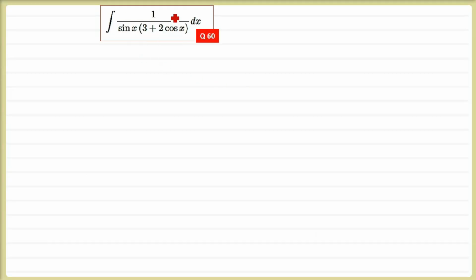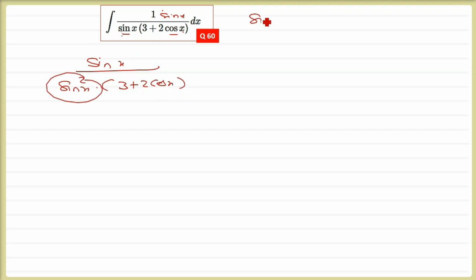And the same theory, same discussion will be here. Only the sin x and cos x have changed. Previously it was cos x in front, now here it's sin x in front. The technique will remain the same, because when you take cos x equals t, the differentiation will be minus sin x, so sin x will come upstairs. So you need to have this sin x upstairs. For that you need to multiply sin x in the numerator and denominator. So sin x in the numerator, sin x in the denominator, sin into sin x will be sin square x, and 3 plus 2 cos x.